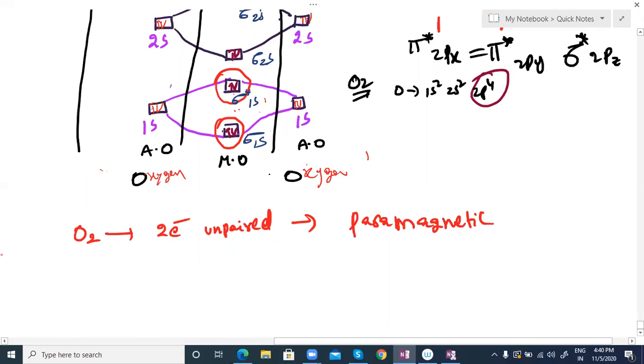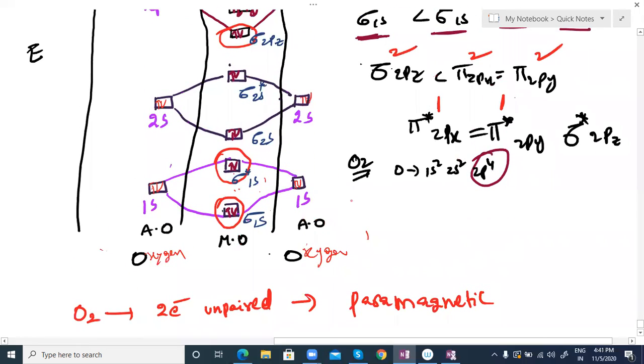A question may ask: O2 is paramagnetic, that is explained by which theory? MOT. Please keep that in mind. Then we can consider O2 plus and O2 minus. O2 plus means you have to remove an electron, sorry, you are removing only 1 unpaired electron. So plus means you have to remove electrons from the anti-bonding orbital.